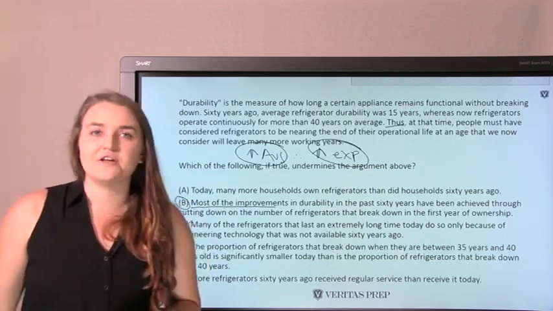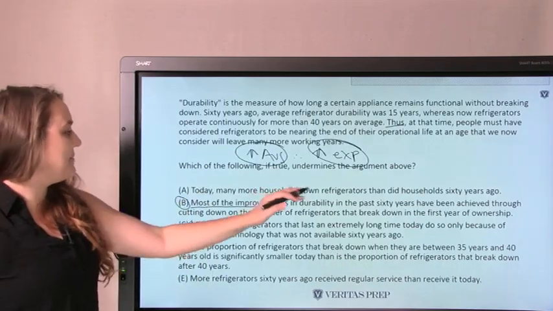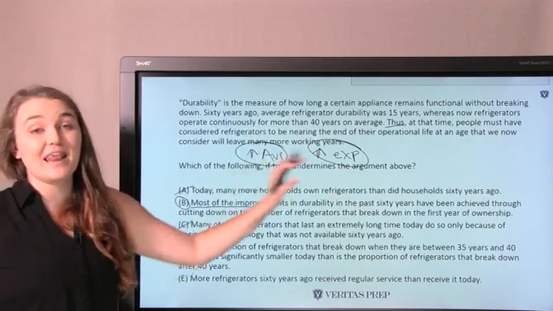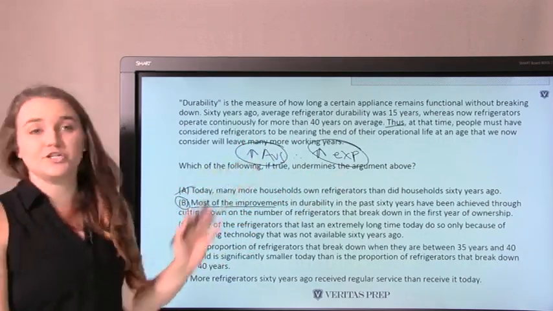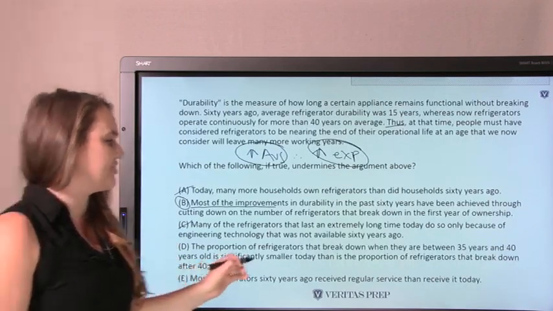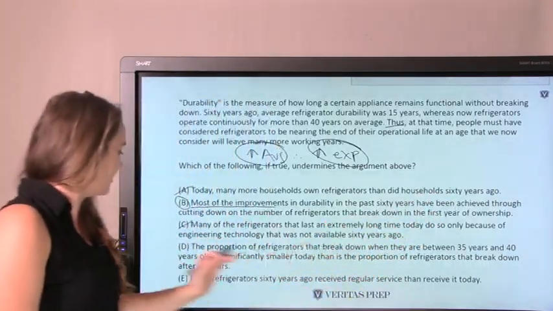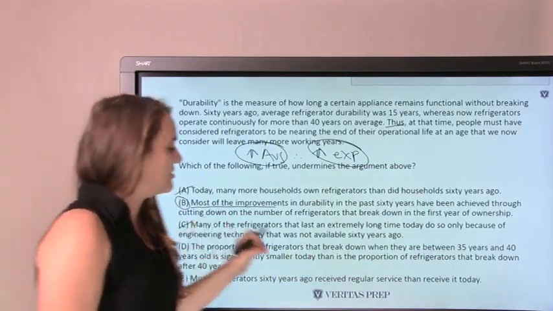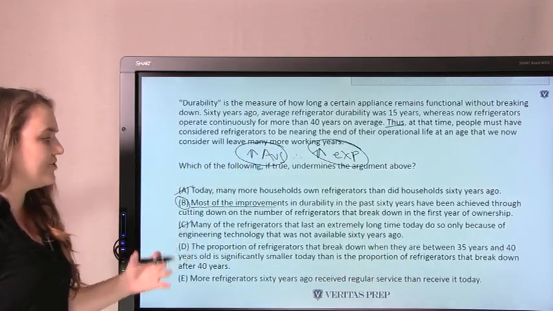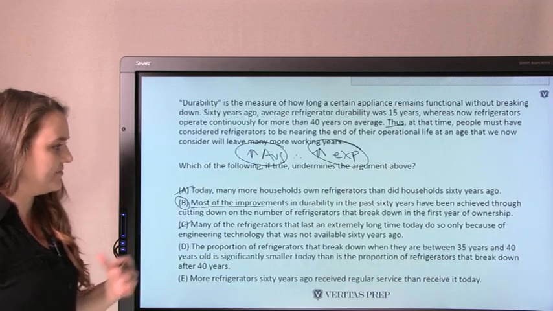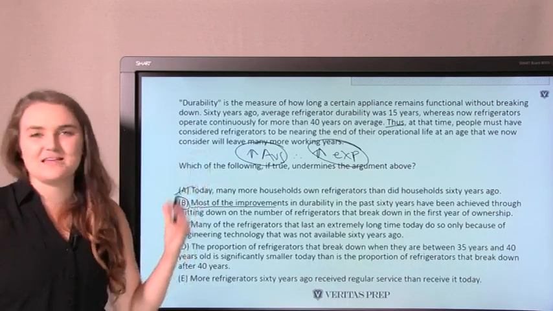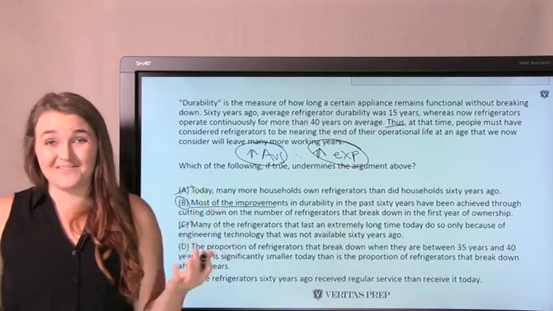So let's talk through our other convincing wrong answers here. The population size of refrigerator owners is pretty clearly irrelevant here when establishing the connection or lack thereof between average and expected. And if we move down to answer choice D, the proportion of refrigerators that break down when they're between 35 and 40 years old is significantly smaller today than is the proportion that break down after 40. Well, if more refrigerators break down post 40 today than between 35 and 40, gosh, if anything, this very vaguely strengthens once again the existence of our evidence, right?